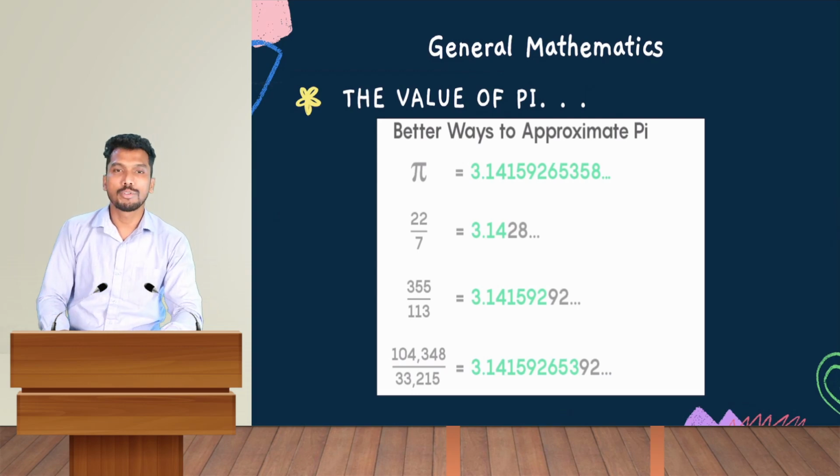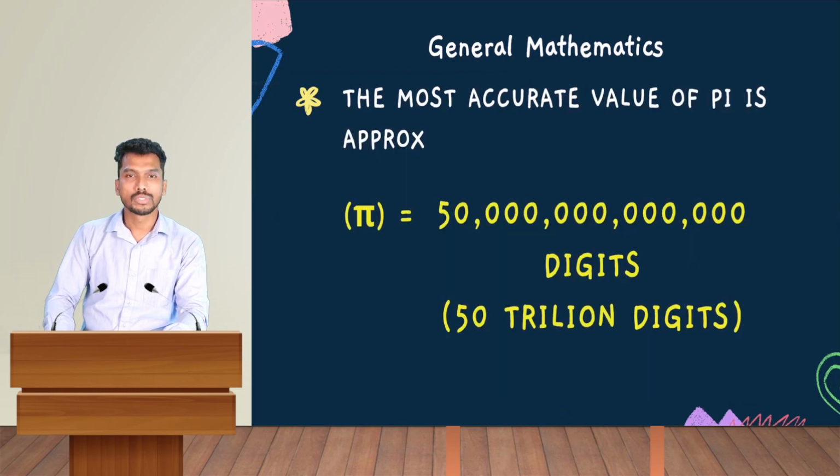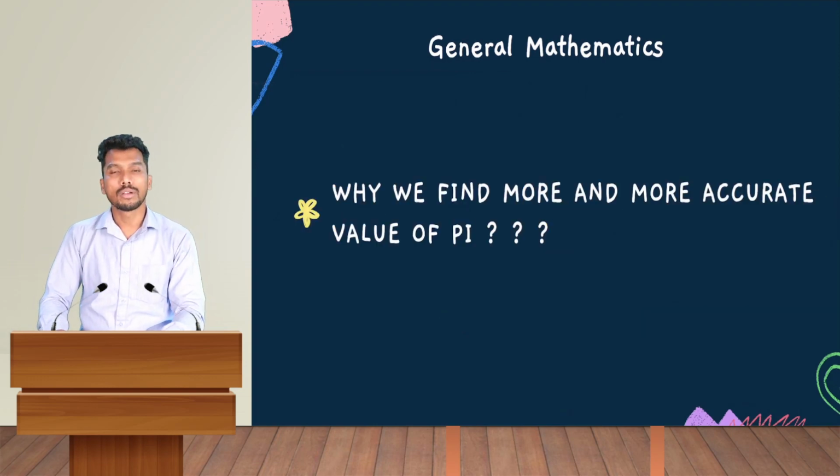If we take 355 divided by 113, then it is accurate up to six digits, like 3.141592, and so on. The most accurate value of pi is approximately 50 trillion digits. Yes, students, 50 trillion digits. So again the question arises: why do we find more and more accurate values of pi?